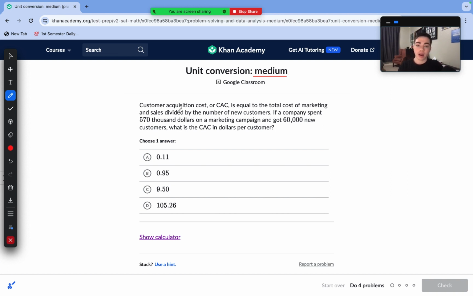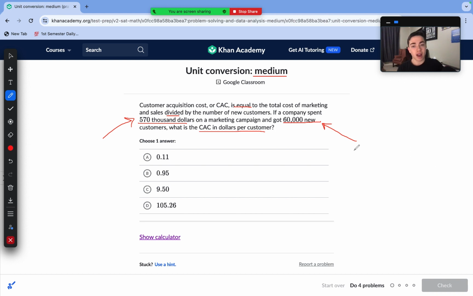So, customer acquisition cost, or CAC, is equal to the total cost of marketing and sales divided by the number of new customers. If a company spent $570,000 on a campaign and got 60,000 new customers, what is the CAC in dollars per customer? Of course, we just need to divide our cost, $570,000, by the number of new customers.